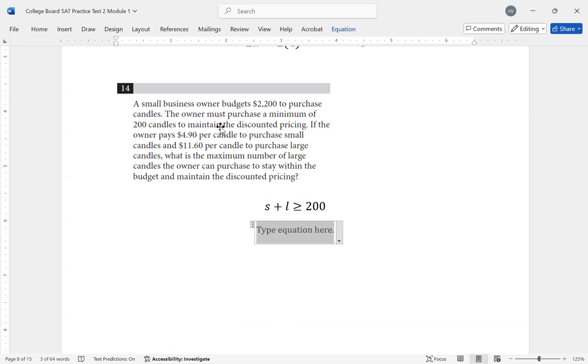And then we are looking at the price. Well, $4.90 times the number of small candles plus $11.60 times the number of large candles is the price. And we need to stay within 2,200. So we need to stay under or equal to 2,200.